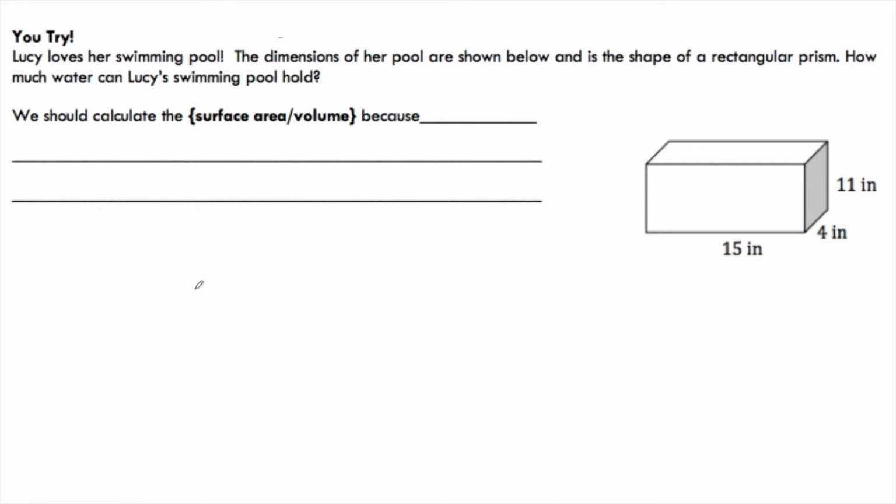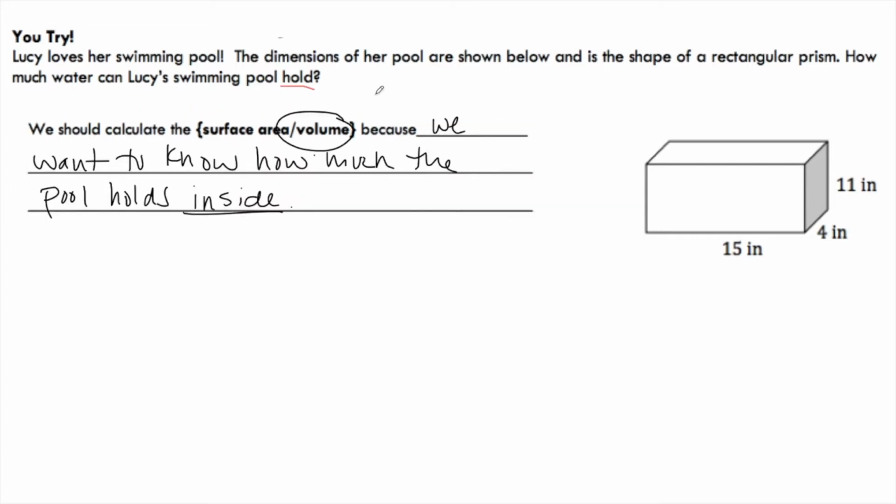So the keyword I see is hold. When we're thinking about a pool holding something, the pool holds water. And when I'm thinking about a pool, the water is inside the pool, not outside of the pool, or else it wouldn't be a fun pool. So if I'm thinking that the water's inside, I want to know how much it holds, we should be calculating volume because we want to know how much the pool holds inside.